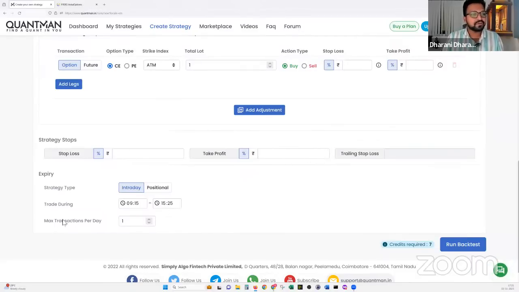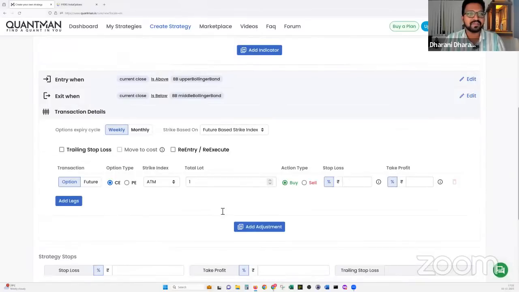What I'm going to use is the maximum transactions per day. It's an intraday trade setup. My trade duration is going to be 9:15 to 3:25. If I wish to start my trading only after 9:30, I can delete this value, put 9:30, and run the backtesting. But let me keep it 9:15, and I'm going to take 3 trades a day, not more than that.